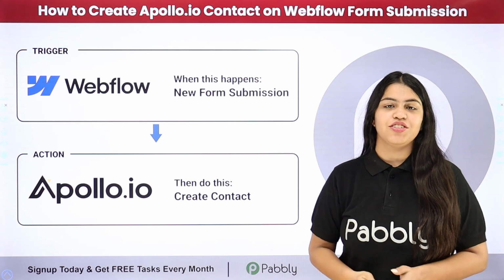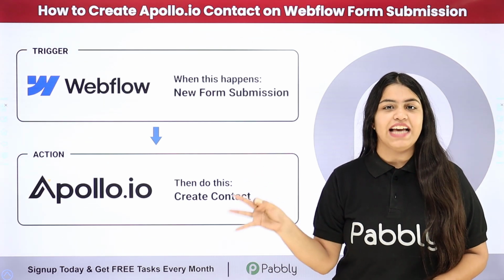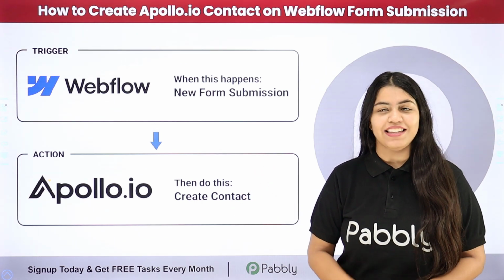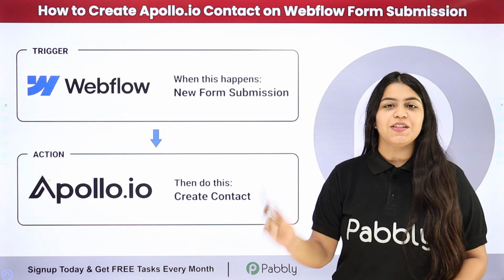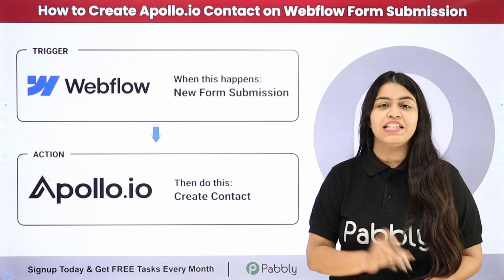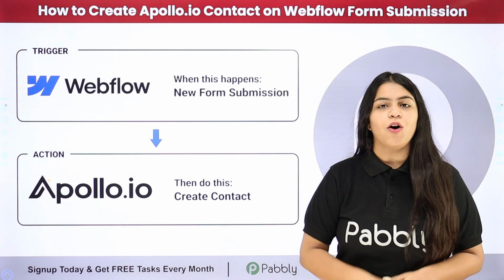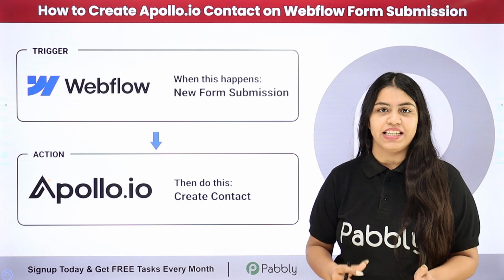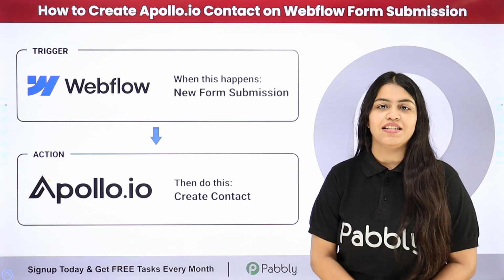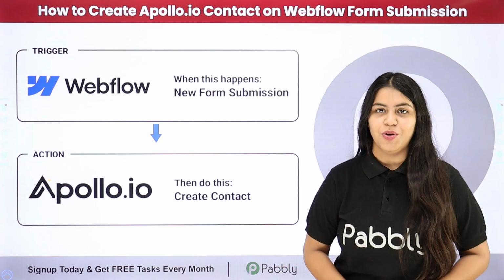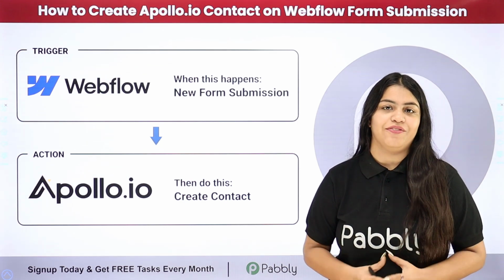So over here I'm running a digital marketing agency and we gather the details of our potential clients with the help of Webflow. So now what I want is that as soon as we receive the details of our potential clients with the help of Webflow, automatically with the help of the same details, a new contact should be created in my Apollo.io account too, so that we can follow up quickly and efficiently.